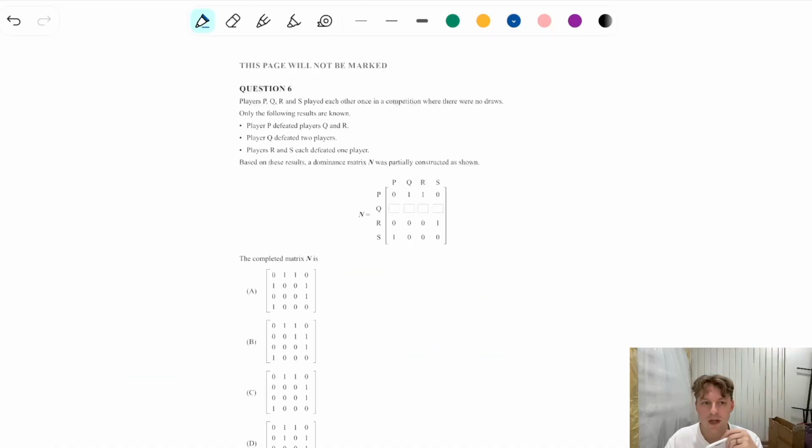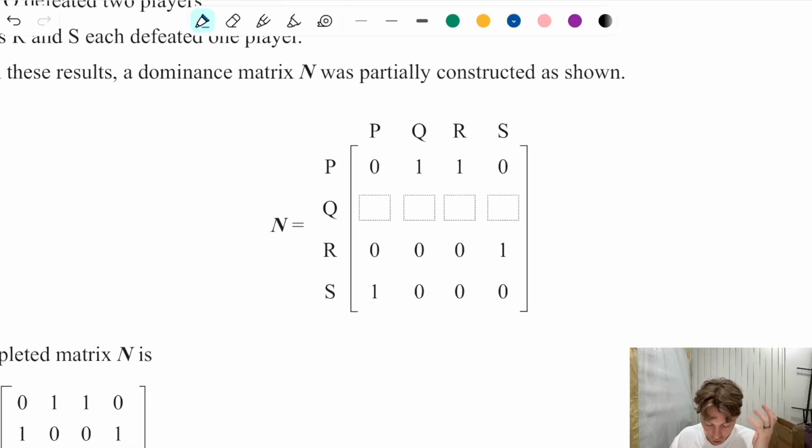Let's come across here to question 6. I keep saying that, but apologies. If we look at question 6, I've got a dominance matrix question. In a dominance matrix, we assign 1 for a win, 0 for a loss. Now, if I just look at my dominance matrix here, I can already, without reading the question, place a 0 because Q can't play Q.